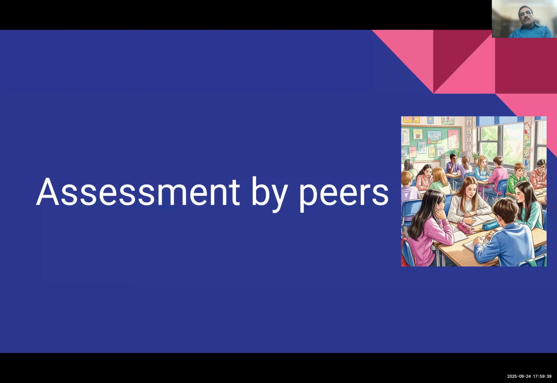Would you like to add something at this point, Chitra? Thanks, Prithviraj. Yes, peer assessment is a great way to make students take charge of their learning and feel more responsible. It also helps reduce the teachers' workload. Very well said. And let us see some benefits of peer assessment first with the help of a small quiz.